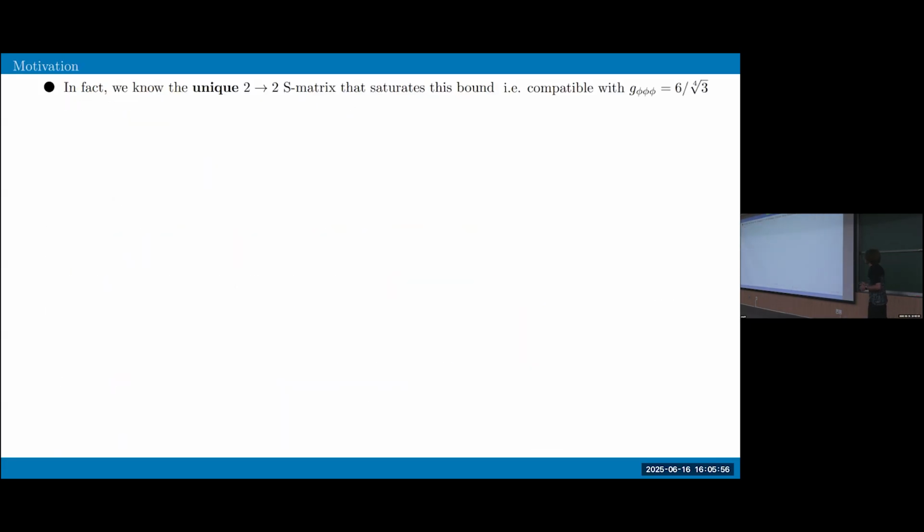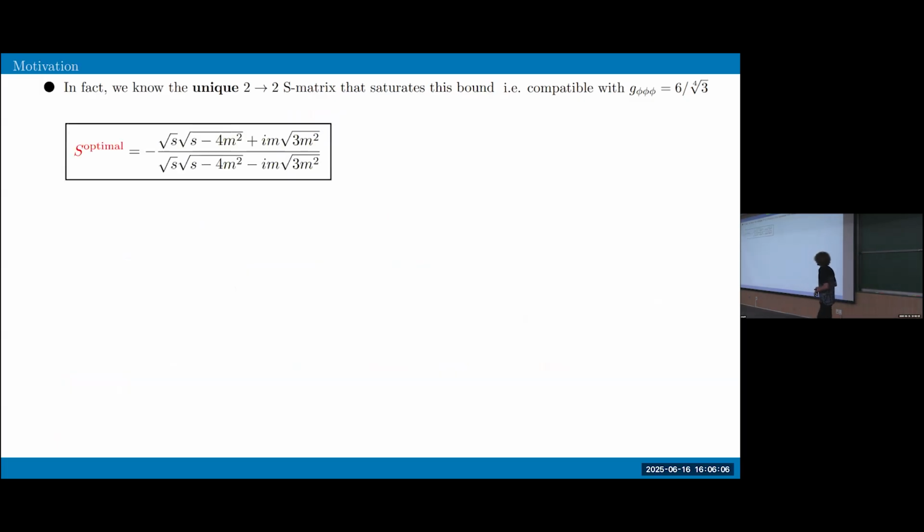Now, it turns out that we know the unique 2-to-2 amplitude that saturates these bounds, that is, that realizes this cubic coupling equal to this value. And here is the answer. So let's examine this optimal unique S matrix in more detail.